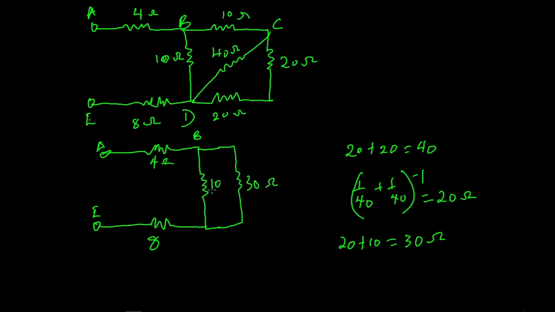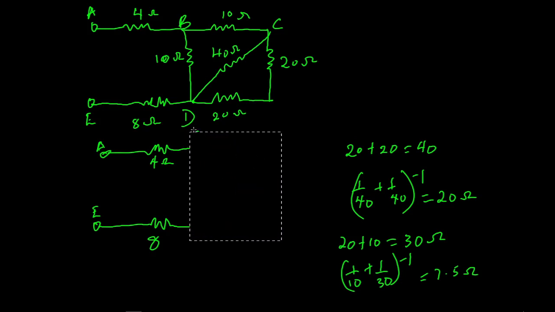This 30 is in parallel with this 10. So to get the effective resistance, we are going to have (1 over 10 plus 1 over 30) raised to the power of minus 1. This gives us 7.5 ohms. That means we can replace these two with a 7.5 ohms resistor. This will give us 7.5 ohms. Now, these three resistors are now in series.